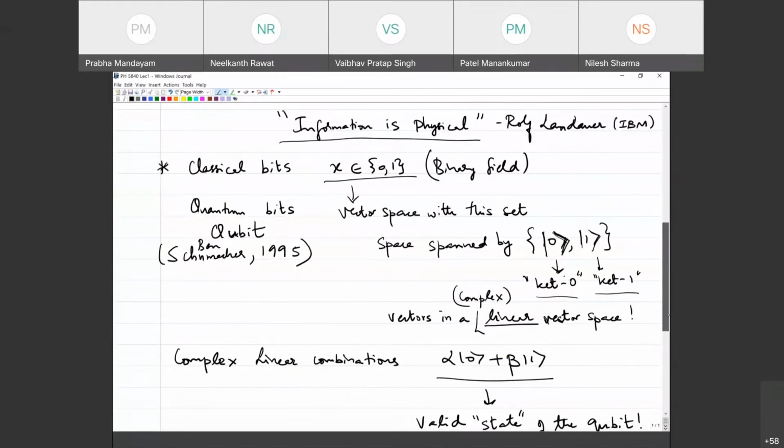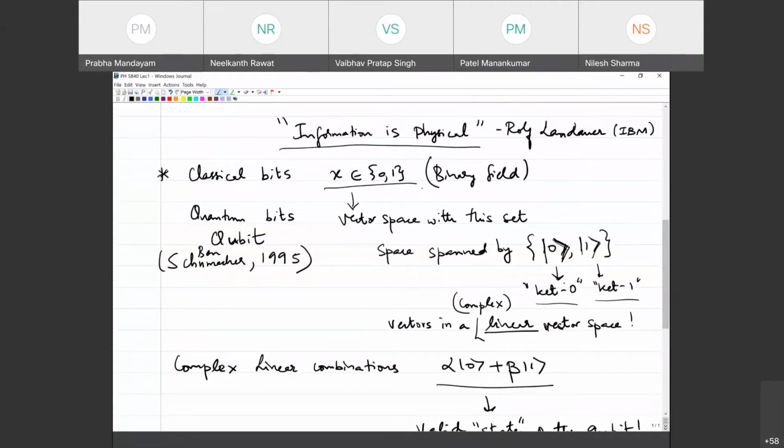So by moving away from this mathematical description, which is that of simply a binary field, where the classical bit can take on one of two values, 0 or 1, like a binary valued random variable, I have now introduced the idea that I can have a quantum bit which is represented by two states, ket 0 and ket 1.